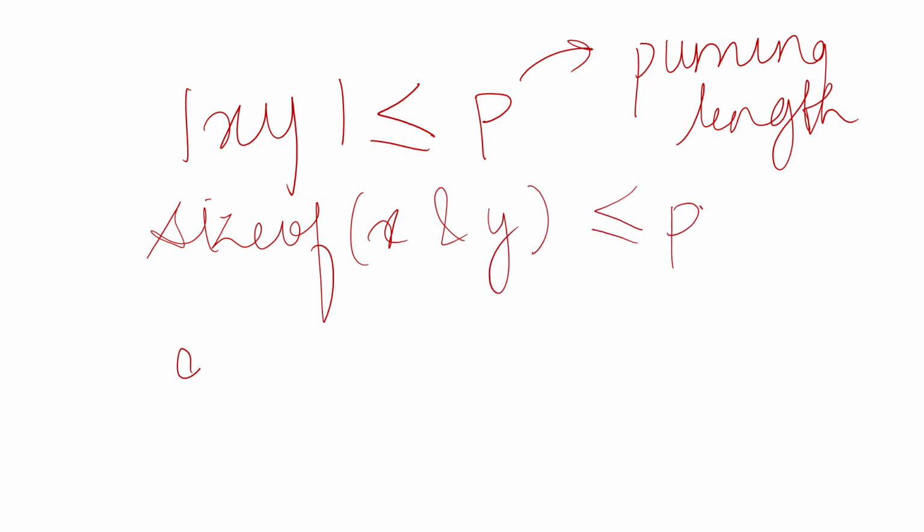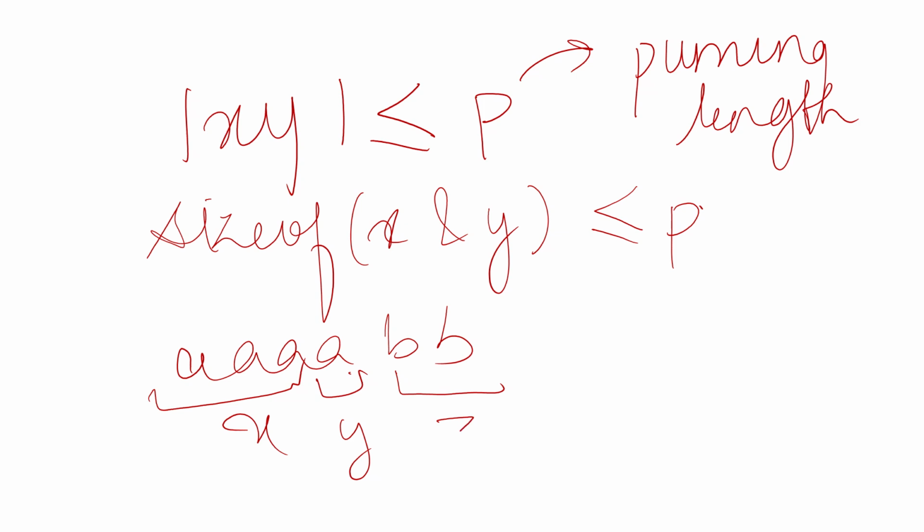Suppose there is a string a a b b. So your x is a, and this is x, y, z. Your p is, let's say, 2. So your size of x and y is 1, 2, 3, 4. So 4 is greater than p, so this condition will not be satisfied.